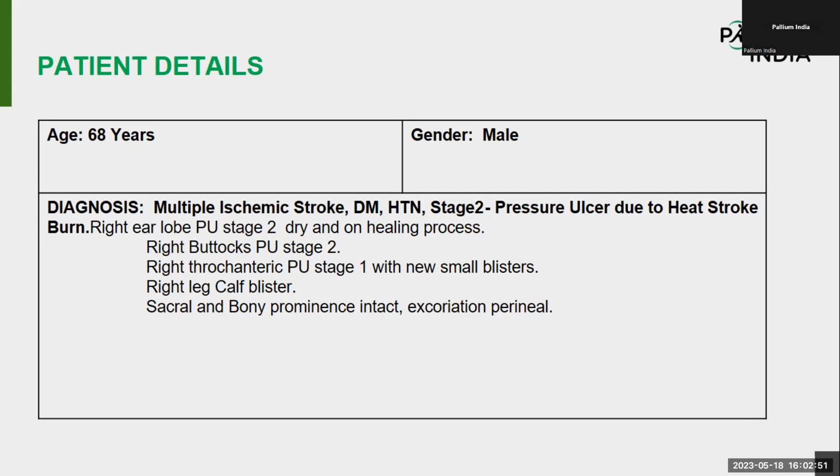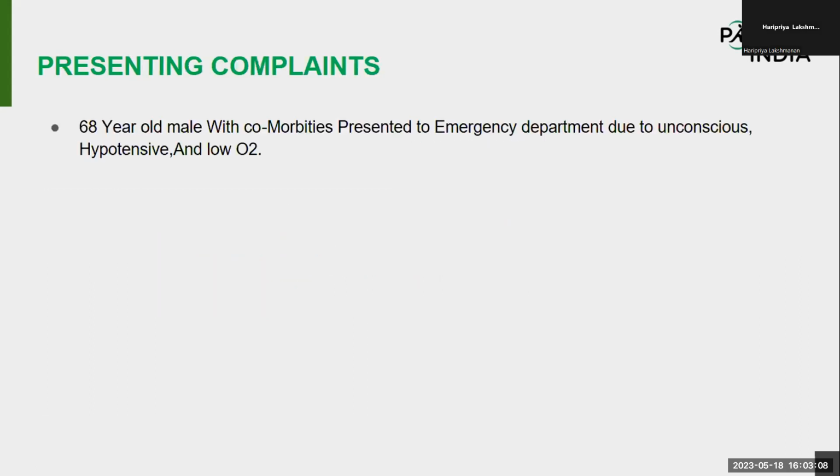Right thoracic pressure ulcer stage 1 with new small blisters, right leg calf blister. Sacral and bony prominence intact and excoriation in the perineal area. Next. Presenting complaints with comorbidities: presented to the emergency department due to unconsciousness, hypotension and low oxygen level.